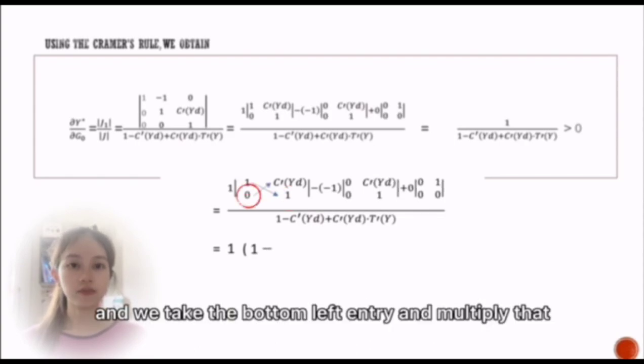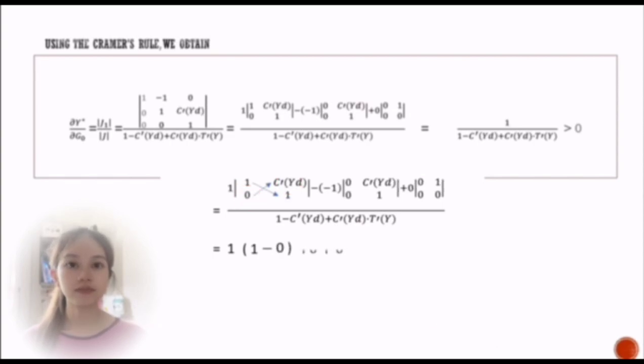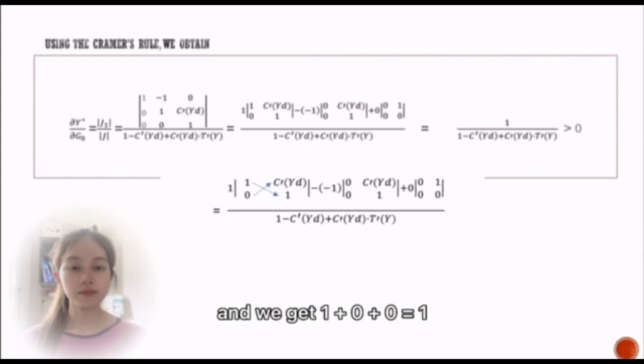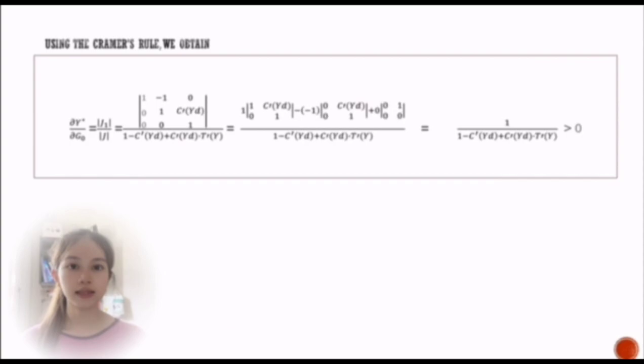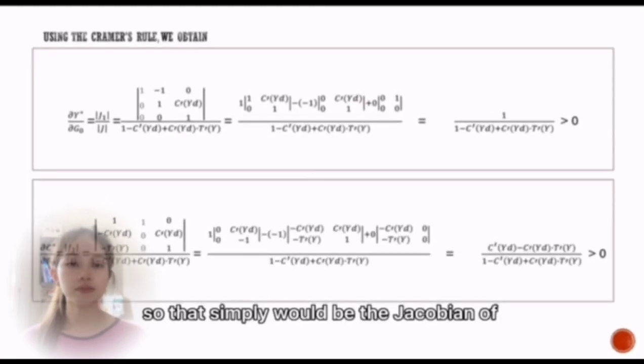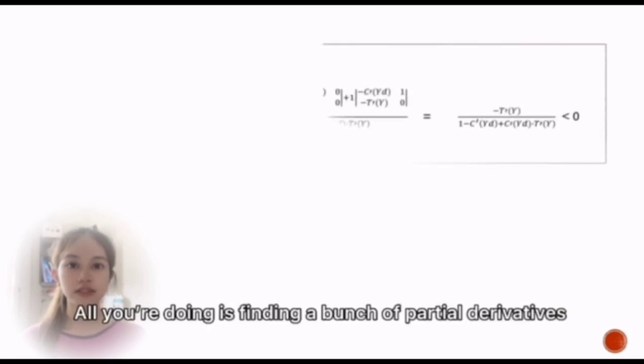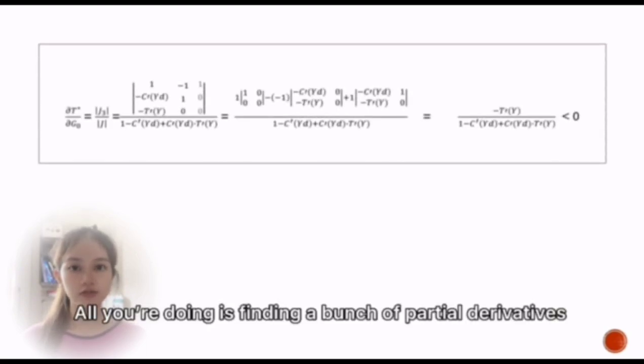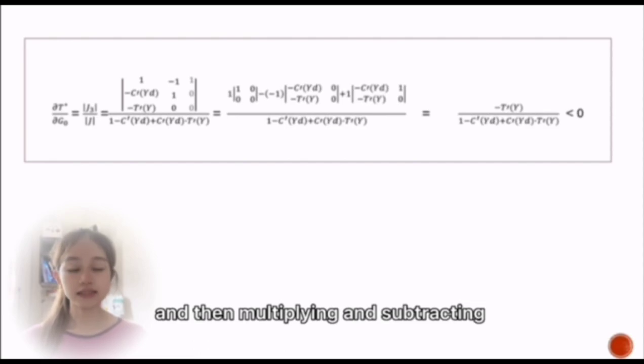And we take the bottom left entry and multiply that by the top right entry, and we get 1 plus 0 plus 0 equal to 1. So that simply would be the Jacobian of that transformation. All you're doing is finding a bunch of partial derivatives and then multiplying and subtracting.